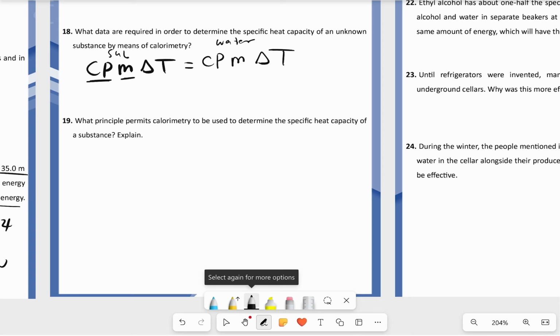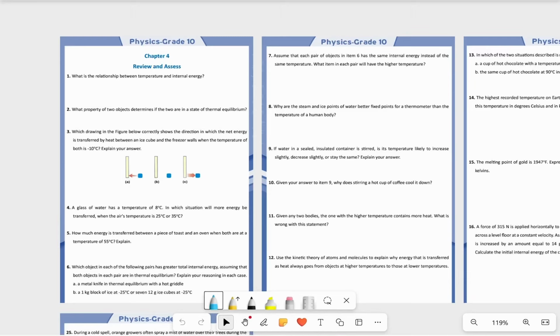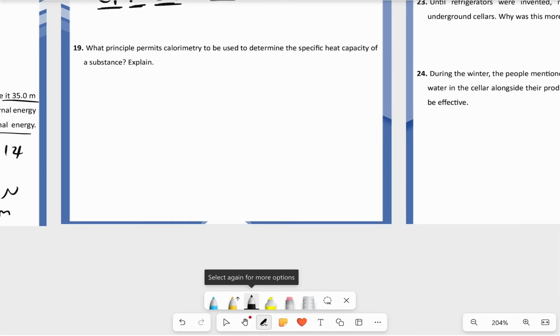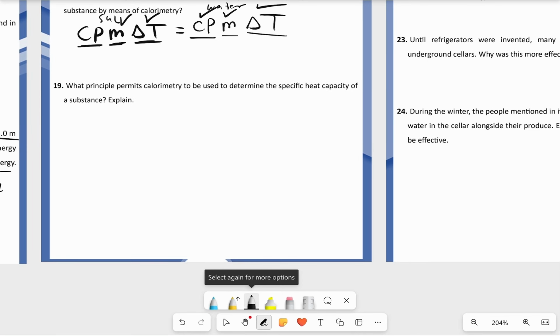This is the answer. What data are required in order to determine the specific heat capacity of an unknown substance? First, we need mass. We need T initial and T final for the substance, or we can basically say change in the temperature of the substance. We need specific heat capacity for water. We need the mass of the water, and we need change in the temperature of the water, or initial and final temperature of the water. So we need 5 things. These are the things that we are going to need to find the specific heat capacity of a substance.